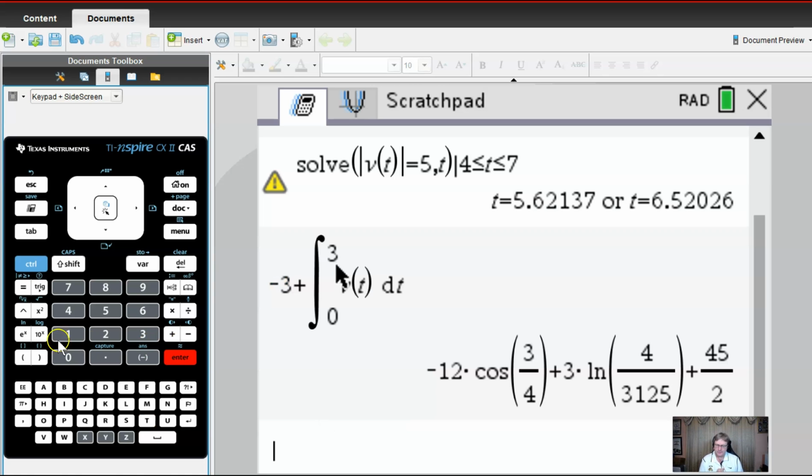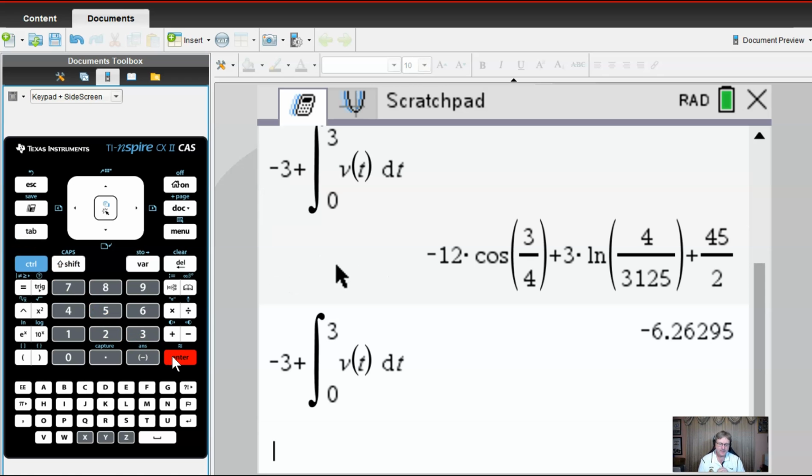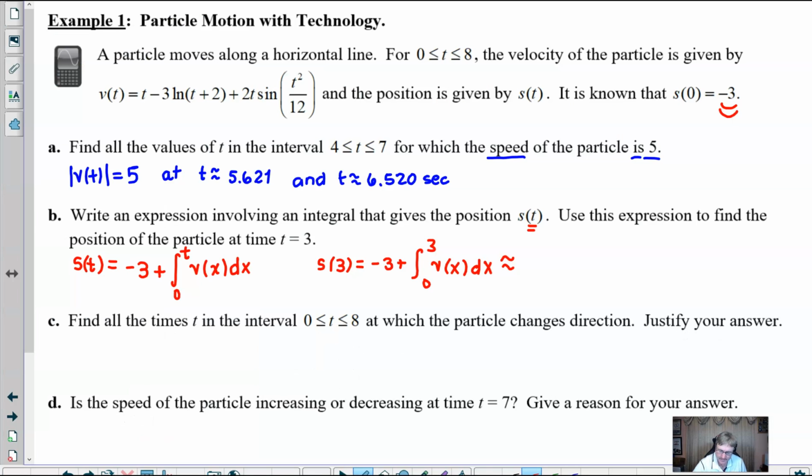There is an answer for you. How about a control enter to get a decimal approximation? And that is correct. -2.263 is going to tell us basically where the position is approximately at time 3. So this particle's moved to the left of the origin, let's say.